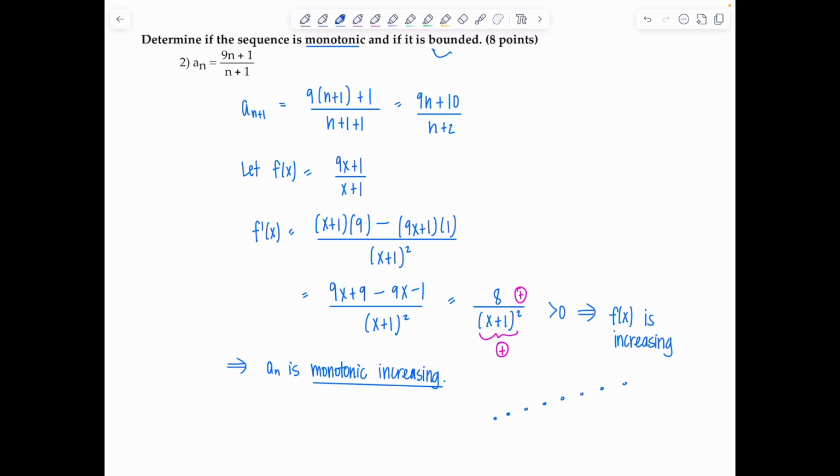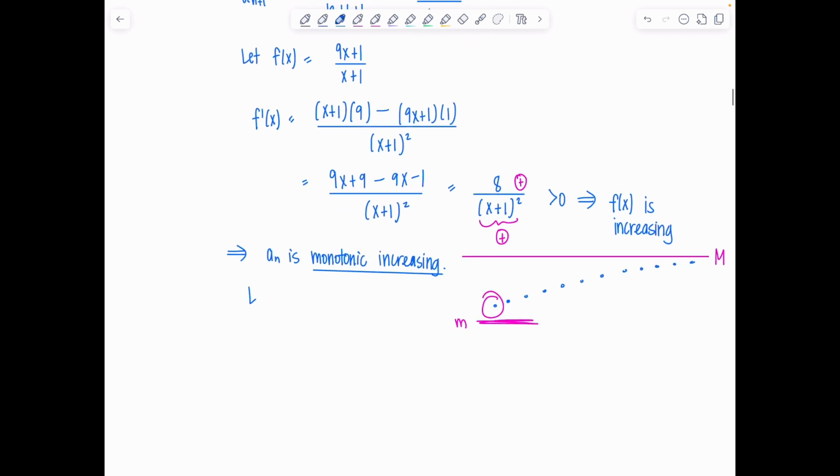So now I want to answer the question if it's bounded. Well, I have a lower bound automatically since it's increasing. The first term can act as my lower bound. So my lower bound would be lowercase m. What I want to find out now is, is there an upper bound? Is there some capital M that the terms are approaching but do not surpass? Okay, so that's what we have to answer.